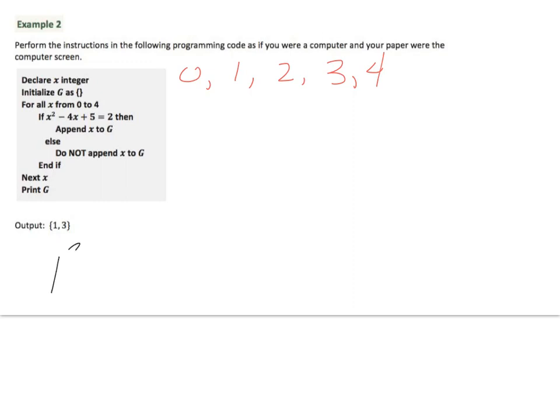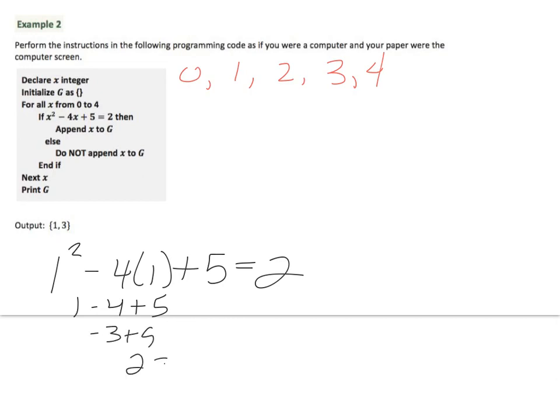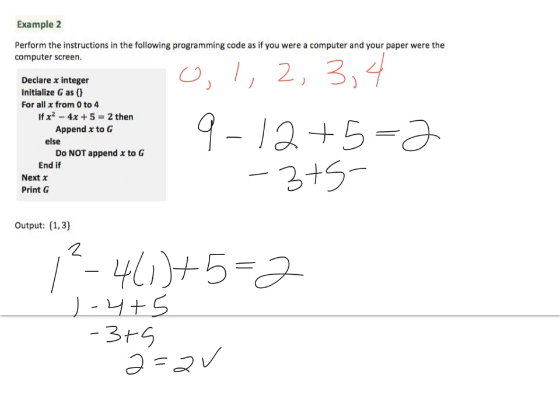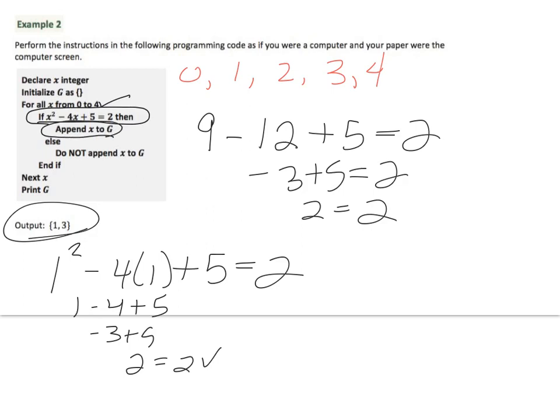And if I test that, I've got 1 squared minus 4 plus 5 equals 2. So 1 minus 4 plus 5 is negative 3 plus 5. 2 equals 2 is a true statement. And then 3. 3 squared is 9, minus 4 times 3 is 12, plus 5 equals 2. 9 minus 12 is negative 3 plus 5, 2 equals 2. So those were both true. So this if statement was true, so it added that integer to my empty set g.